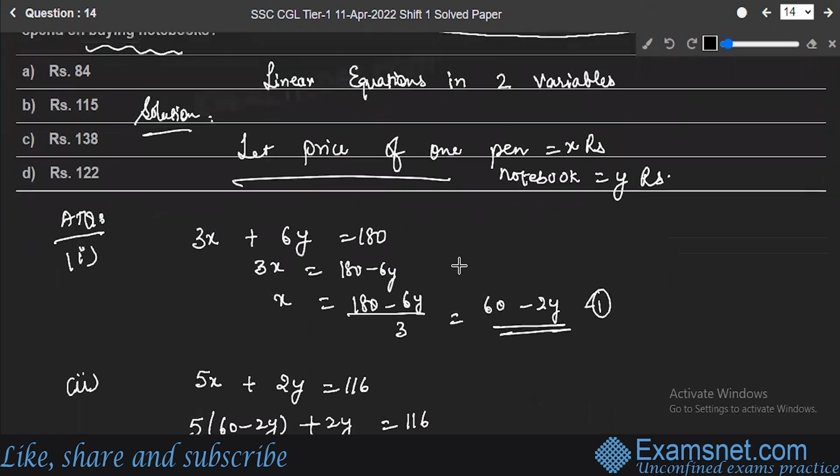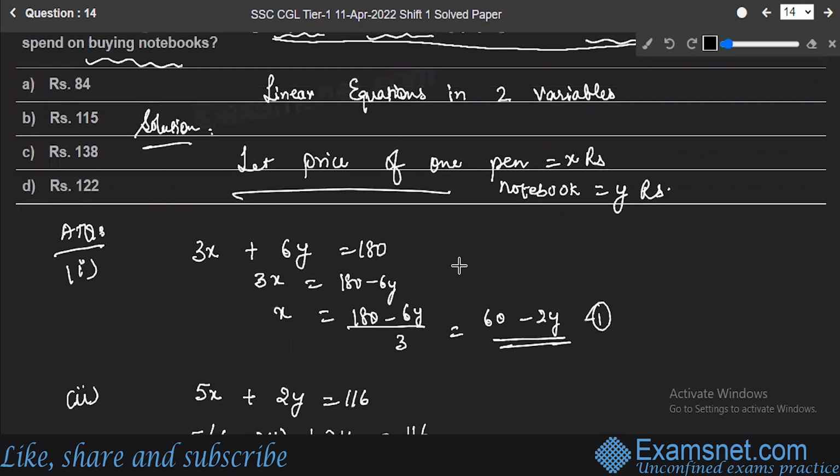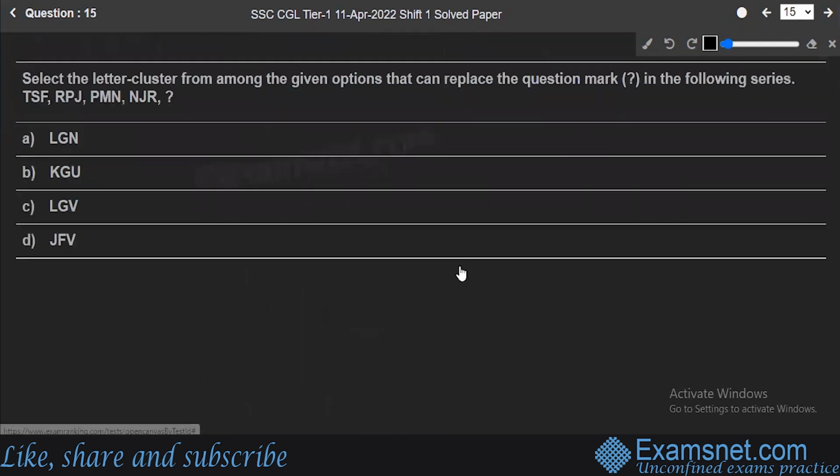Hope you are clear with this question. I'm again telling you this question involves linear equations in two variables. Linear equation because the power of these variables is 1. So they are having two variables, two unknown quantities are there in the question. So they are linear equations in two variables. Option C is the correct answer for this question. Hope you are clear. Next is question number 15.